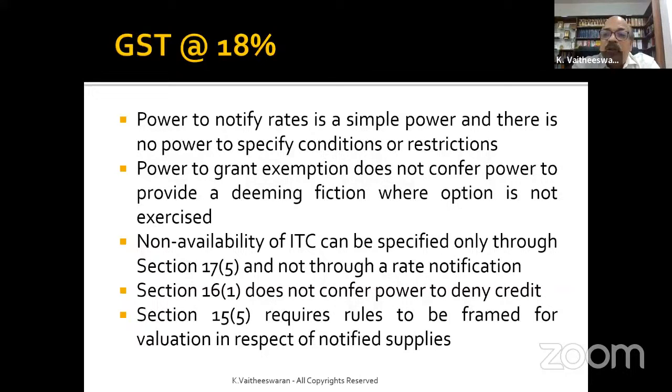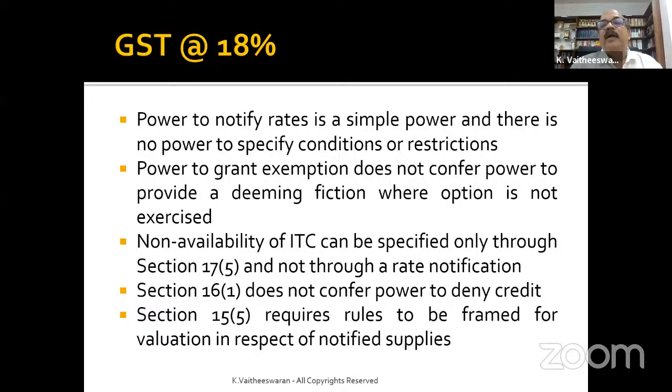The power to notify rates is a simple power, and there is no power in section 9(1) to specify conditions. If you look at 3/2019 as a notification, it is split into various columns. And if you look at the effective rate of 5% column, the next column is bundled conditions. There are so many conditions that are specified in that particular category, which means that it seems to be married with the rate of tax. But if you look at 9(1), 9(1) simply is vanilla rates to be notified. There is no conditions or restriction that can be stipulated.